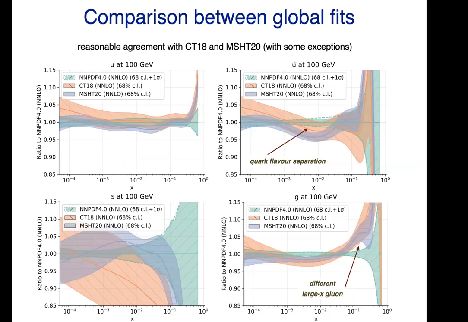So again, some comparisons. I don't want to bore you with details, but the point is that in general there is good agreement with other groups, for example, CT18 and MSHT20. But there are some interesting exceptions. For example, our gluon can be quite different at large x, or we can have quark separation differences. In some cases, this can be understood based on the choices of data set, in others because of methodology, and we are actively discussing with other groups to try to understand what's going on. And it's good, of course, that different groups analyze the same problem independently.